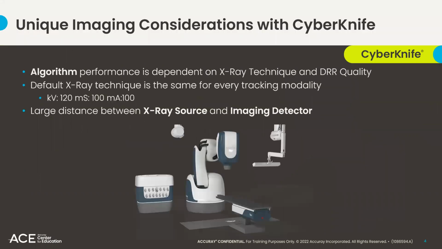There are some unique considerations when thinking about setting technique for a CyberKnife treatment. First and foremost, the algorithm or the brain behind the CyberKnife relies on high quality DRR and optimized live image to determine sub-millimeter offsets. Therefore, we need to spend some time setting appropriate X-ray technique and CT scanning parameters in order for the system to perform as designed.